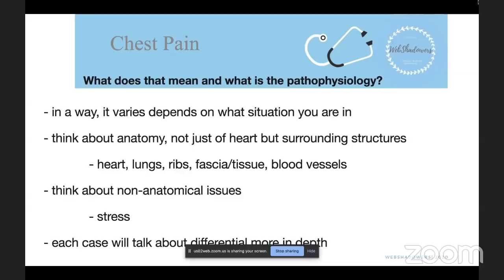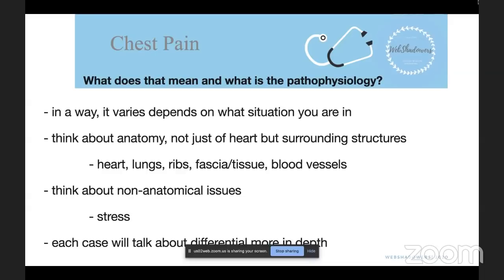In addition to their comorbidities. So what did they have beforehand? Is it their diabetes, is there hypertension, et cetera? Think about non-anatomical issues, things you can't necessarily quantify, the stress that someone's going through in their life. Is someone coming in with chest pain and a week ago their spouse just died, and they're trying to organize the funeral and whatnot? Those are not things you can really quantify, but it's something you definitely need to take into account. So we'll talk a little bit more about that as we move into each case.